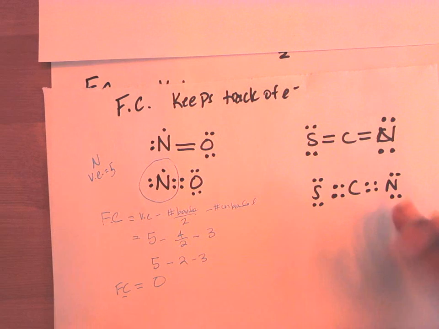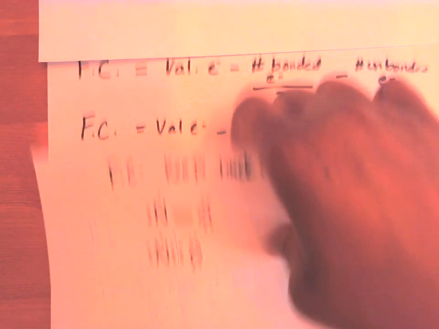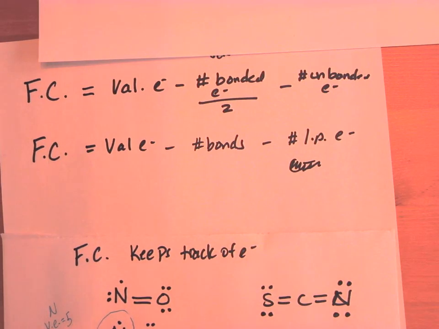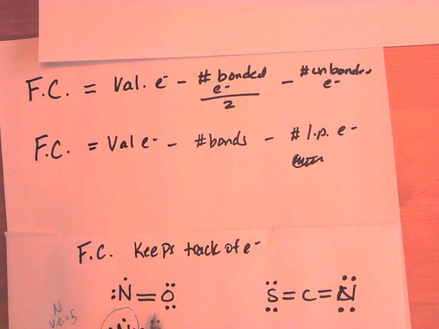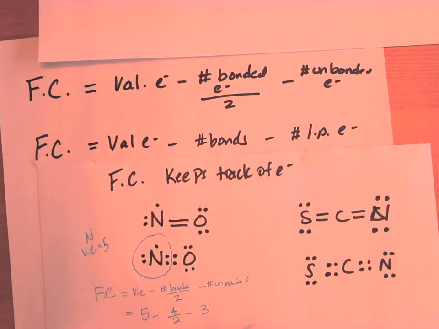Okay. So if we wanted to do that using the other, abbreviated equation, it would do the same thing. So instead of counting the number of electrons in each bond, instead of saying this is 1, 2, 3, 4 electrons, we would just count the number of bonds, so 1, 2, because that splits it in half.